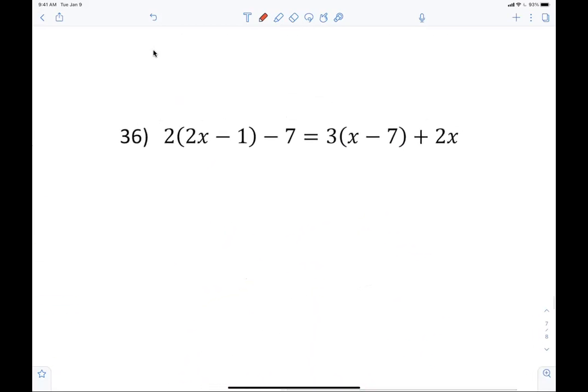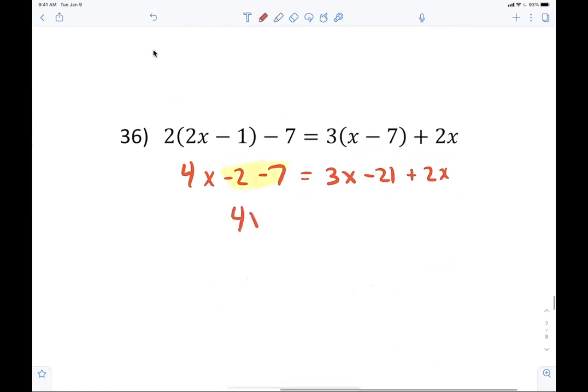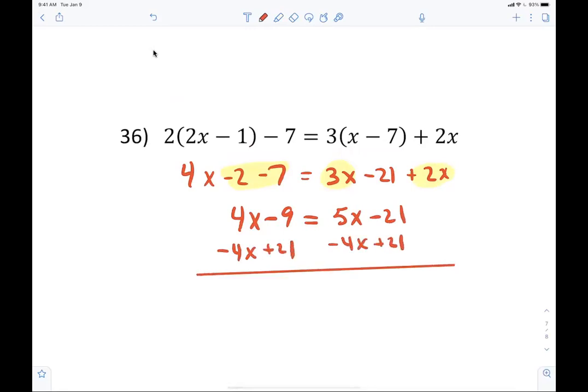Yeah, 36 is tricky. So let's knock that out real quick. 4x minus 2 minus 7 equals 3x minus 21 plus 2x. Combining terms, correct? 4x minus 9 equals, on this side it's 3x plus 2x, which is 5x. Subtract 4x, add 21. So x equals 12.